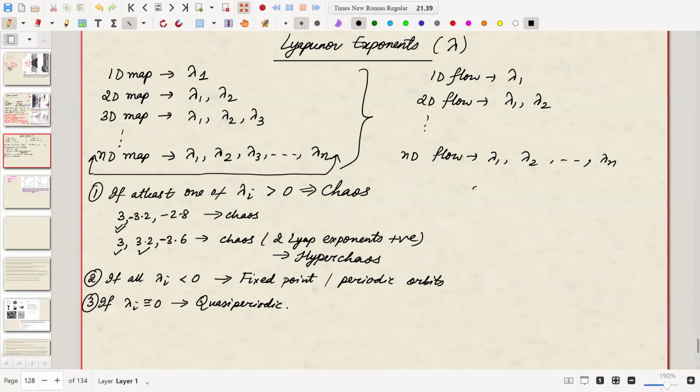Now we will see why that is the case, that if lambda is positive, then it is chaos. Why is it the case? So do you know what chaos is? What is chaos?